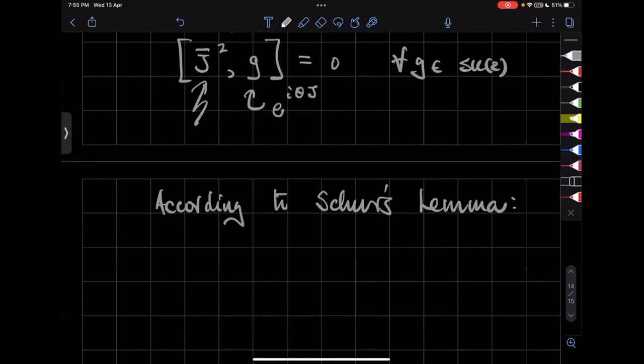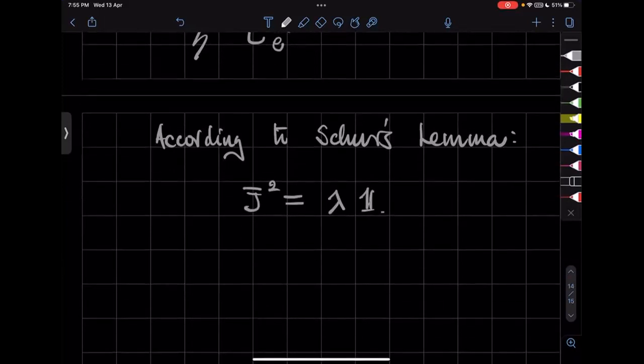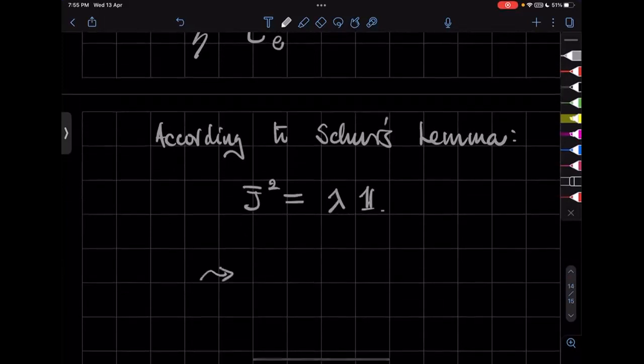No worries. So according to Schur's lemma, J squared is some constant times the identity, right? And J squared is called the Casimir invariant.